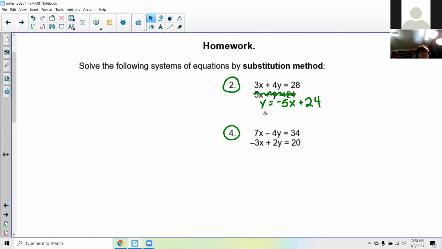Any answers for number 2? Mine is x equals negative y, no, negative... I'll share the final answer out, then we'll go over together: negative 4 and 10. Do we agree?